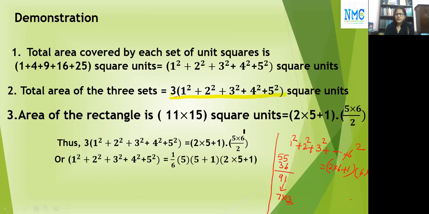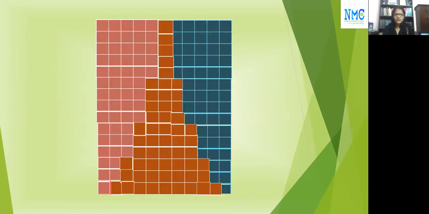The area of the rectangle, as I said, is 165, which can be taken as 15 into 11. Length can be taken as 15 and breadth 11. You can see it from here also: lengthwise you have 15 and breadthwise you have 11.